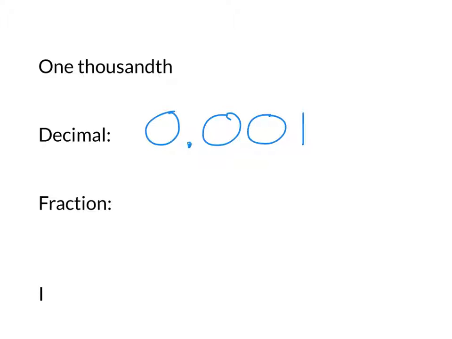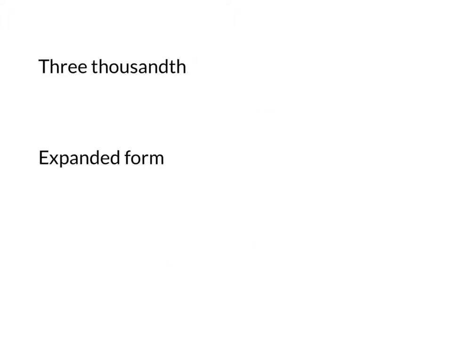0.001. If we look here, we can see that we would have a 0 in our tenths place, a 0 in our hundredths place, and the 1 would be in our thousandths place. We can also write one thousandth as a fraction by having 1 over 1,000, where 1 is our numerator and 1,000 is our denominator.